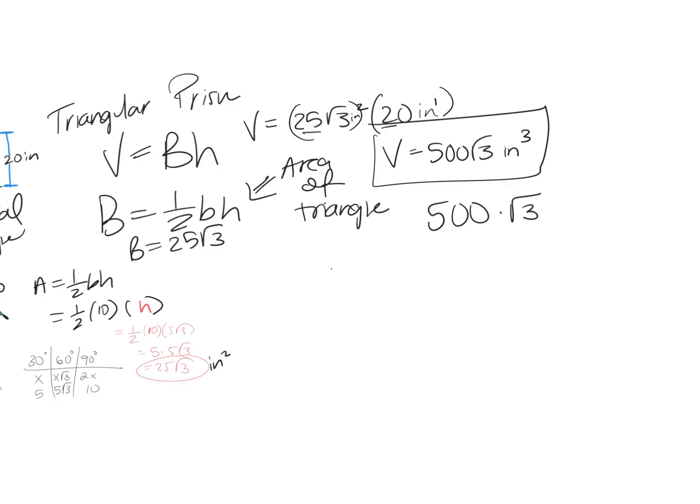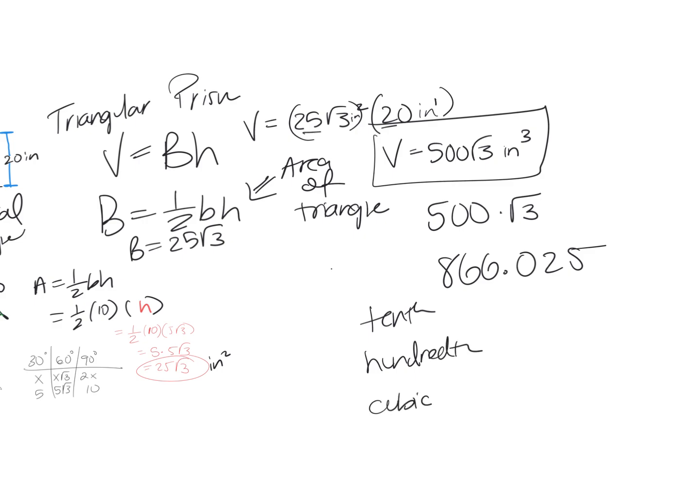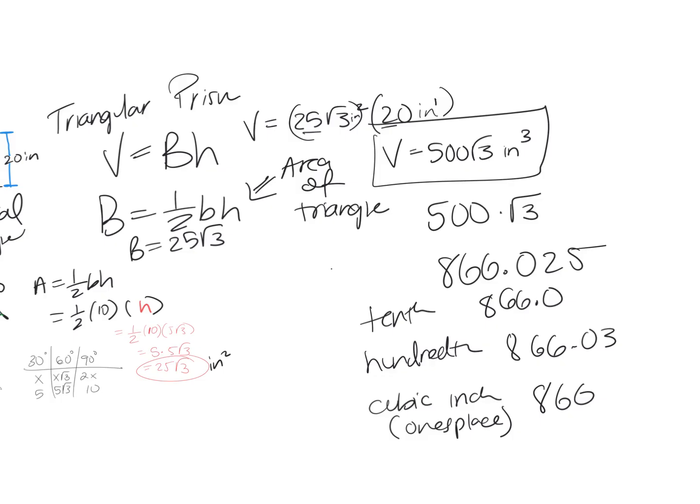I get 866.025. Okay, so I want you to round to the tenth, hundredth, and to the nearest cubic inch, which would be ones place. Good. So for the tenth place, 866.0. As we look next door, it was a 2, so it stayed 0. For the hundredths place, we look at the 2 and look next door, it's a 5, so it turns into 3. And cubic inch is the ones place. We look next door, it's a 0, so it stays 6.